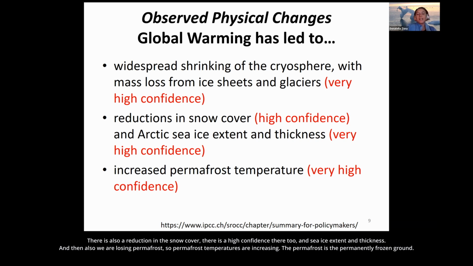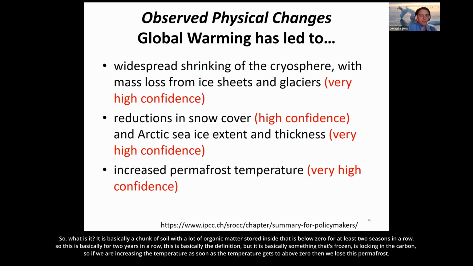thickness. And then also we are losing permafrost. So permafrost temperatures are increasing. Permafrost is the permanently frozen ground. So what is it? It's basically a chunk of soil with a lot of organic matter stored inside that is below zero for at least 2 seasons in a row. So this is basically for 2 years in a row. This is basically the definition, but it's frozen, it's locking the carbon.